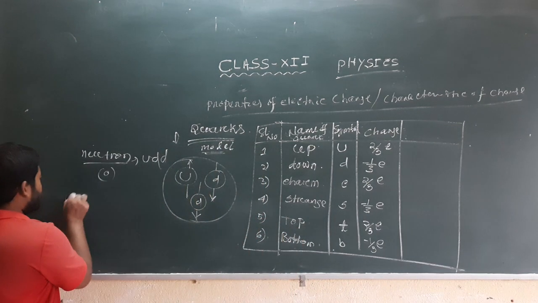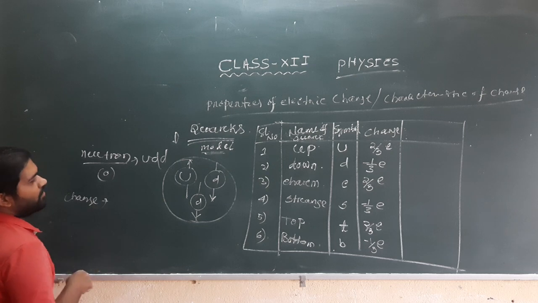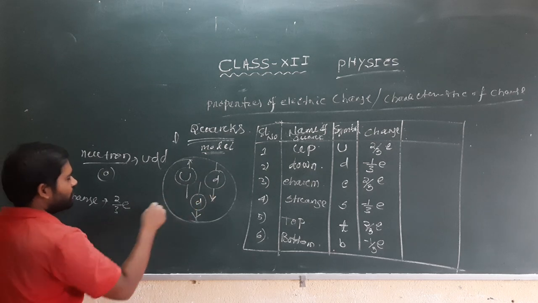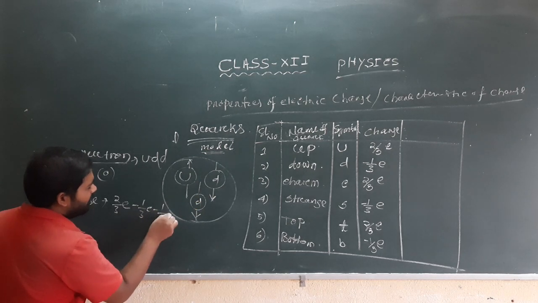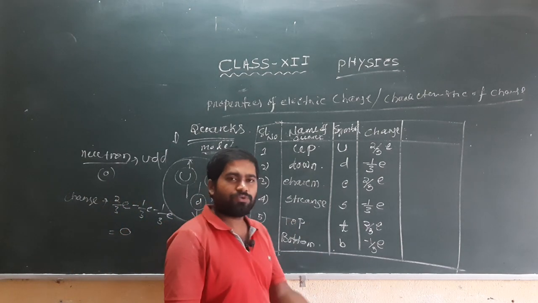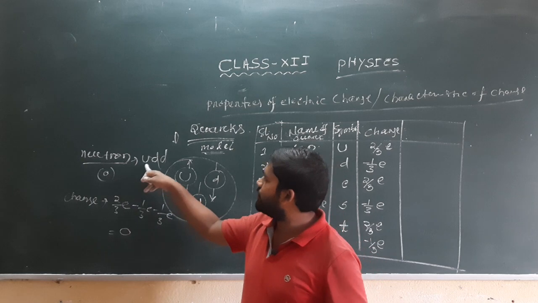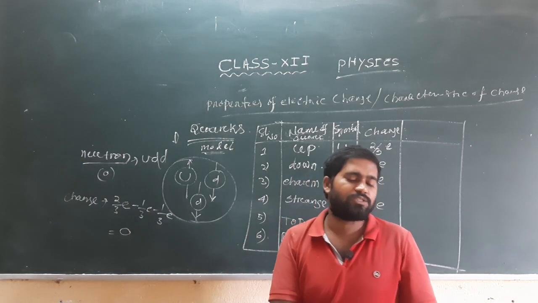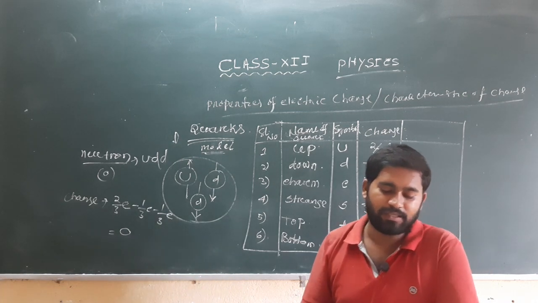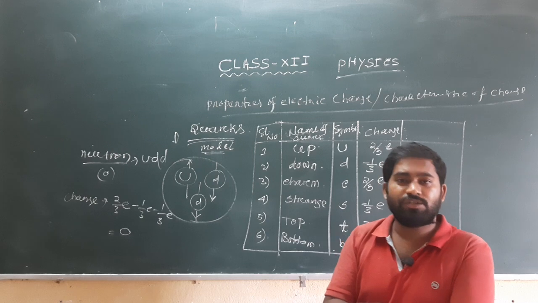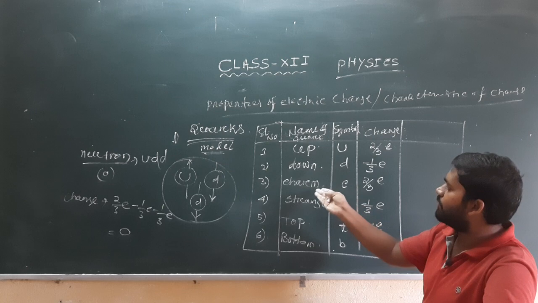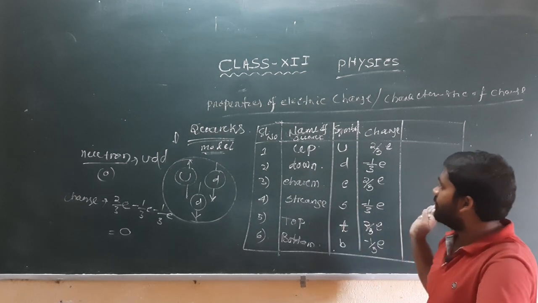If we measure the charge of the neutron depending upon the quark theory, an up quark has 2 by 3 e, and the 2 down quarks have minus 1 by 3 e each. So the resultant charge will be 0. A neutron can be represented in quarks as UDD. Quarks are the hypothetical particles found inside the nucleus, and there are generally 6 types of quarks: up, down, charm, strange, top and bottom.